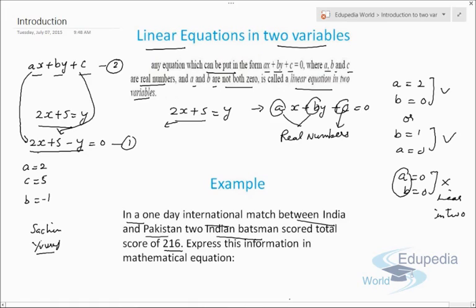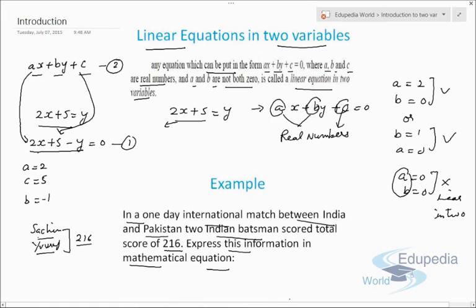So any batsman can be there. These two Indian batsmen, they both total in score 216 runs. So we have to express this information in a mathematical equation. We have to implement this complete information into a mathematical equation.